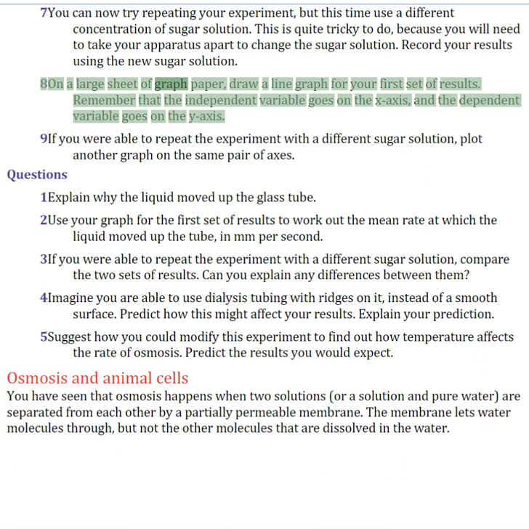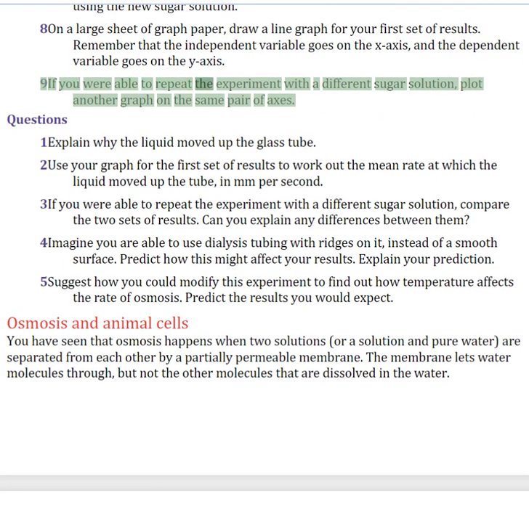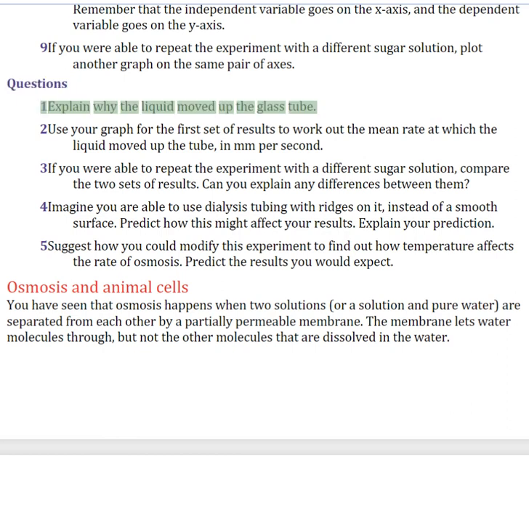8. On a large sheet of graph paper, draw a line graph for your first set of results. Remember that the independent variable goes on the x-axis, and the dependent variable goes on the y-axis. 9. If you were able to repeat the experiment with a different sugar solution, plot another graph on the same pair of axes. Questions.